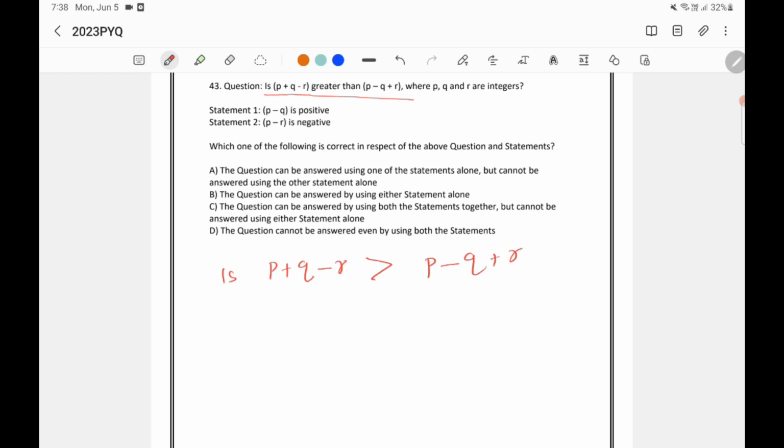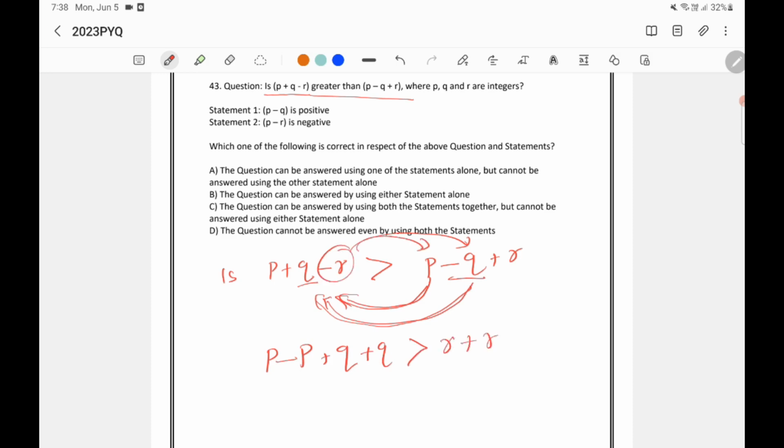So now let us rearrange this one. Okay. So I am taking P to this side and Q also to this side, and this R I am taking to this side. So if I am taking this P to this side, it will become minus P. Now Q is here. I am taking this Q also to this side, minus Q will become plus Q, greater than this R I am taking to this side. So it is R plus R. So P minus P will get cancelled. Q plus Q is 2Q, 2Q greater than 2R. So we can cancel 2. So Q greater than R. So the same question we can rearrange as, is Q greater than R?